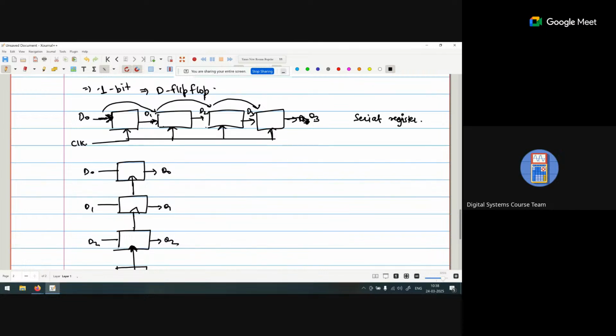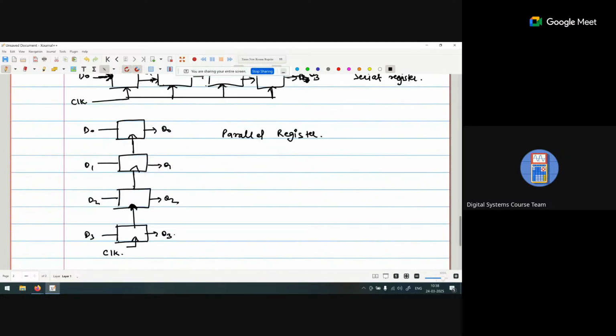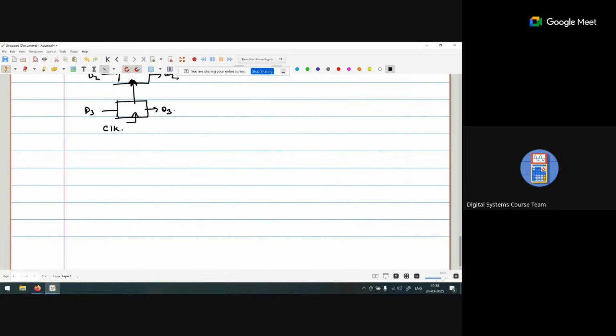Now this particular diagram is called the parallel register. So what is the meaning of this parallel register? When you apply the 4-bit input and similarly apply the clock pulse, these 4 bits will be going inside the flip-flops. So 4 bits are transferred parallelly to the flip-flops and it will be ready. That's why it is called the parallel register.